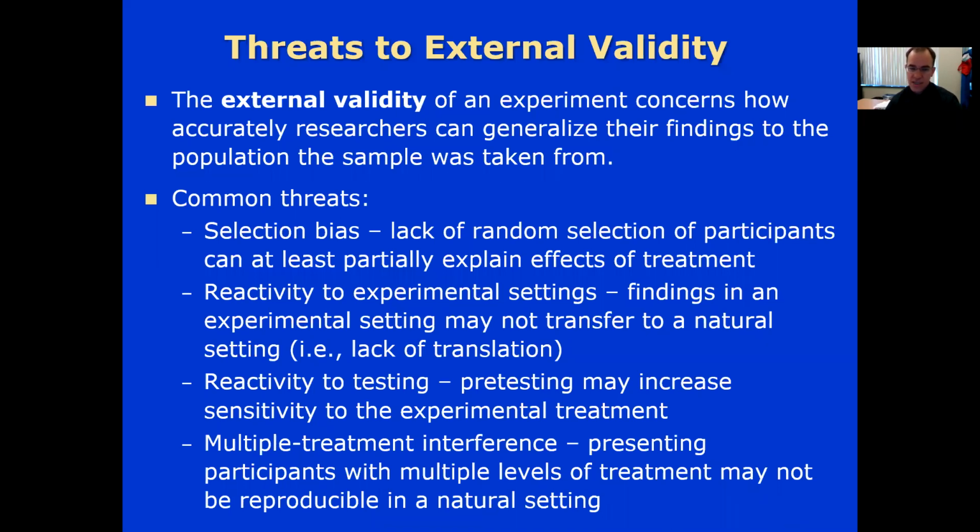The first is selection bias, where the lack of random selection or random assignment of participants can at least partially explain effects of treatments. So, for example, if you're measuring changes in strength increase, you could have a group that might potentially have more individuals who have more experience in resistance training versus those who do not. Therefore, individuals with more training experience may have the knowledge to increase their strength versus the control group. And essentially, that was the explanation, not because of the actual intervention you were doing.